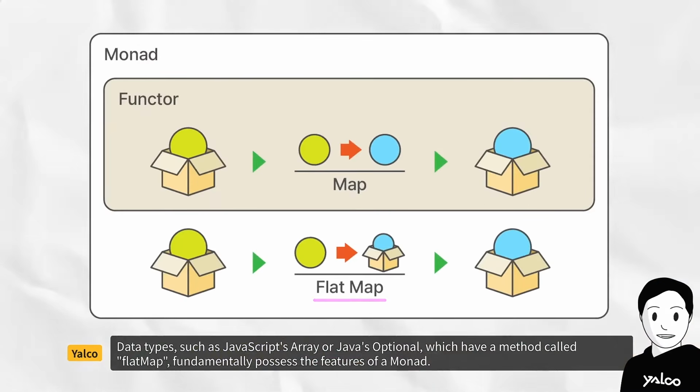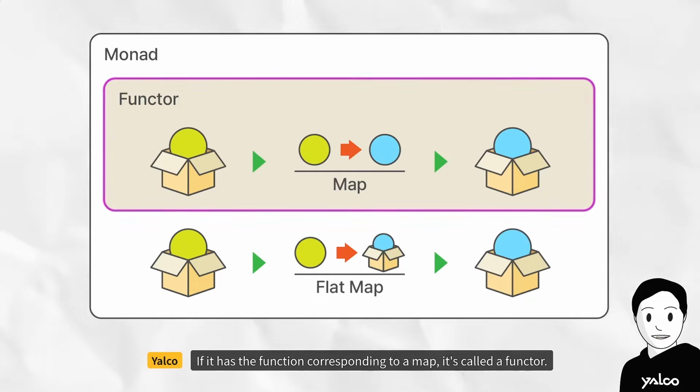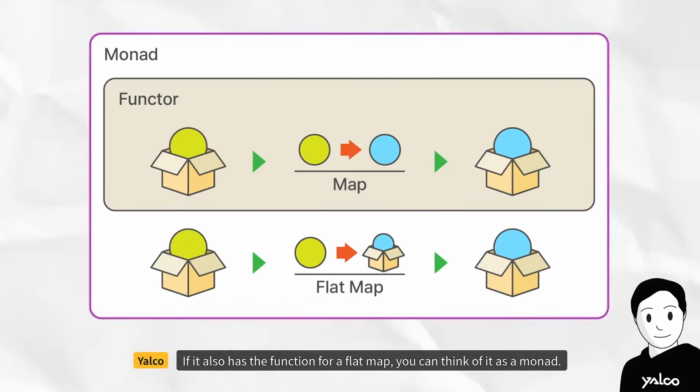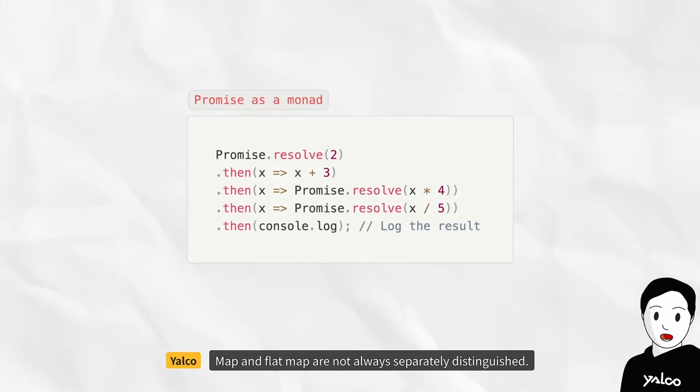Data types such as JavaScript's array or Java's optional, which have a method called FlatMap, fundamentally possess the features of a monad. If it has the function corresponding to a map, it's called a functor. If it also has the function for a flat map, you can think of it as a monad. Map and FlatMap are not always separately distinguished.